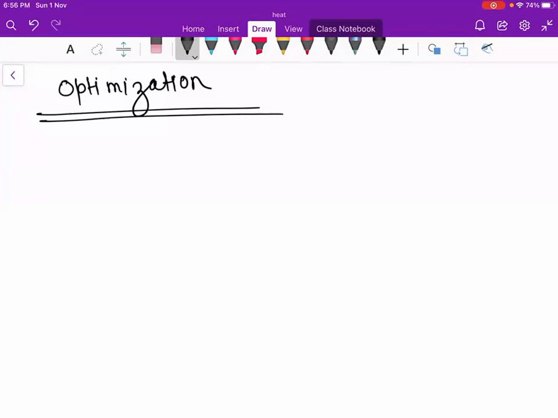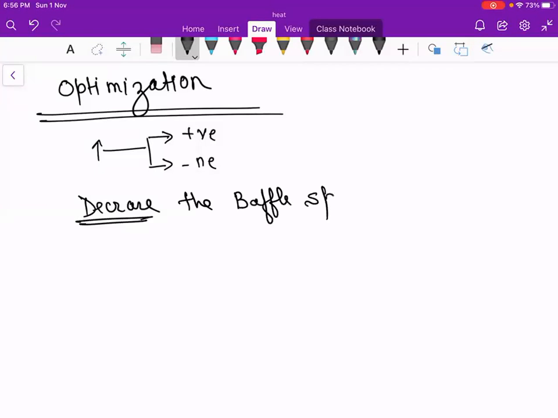that something you are increasing has two parameters. One will be the positive effect, one will be the negative effect. So what does it mean? Suppose in a heat exchanger we have seen that if we decrease the baffle spacing, what is the positive effect there? Turbulence will be more. So in short, more heat transfer coefficient.